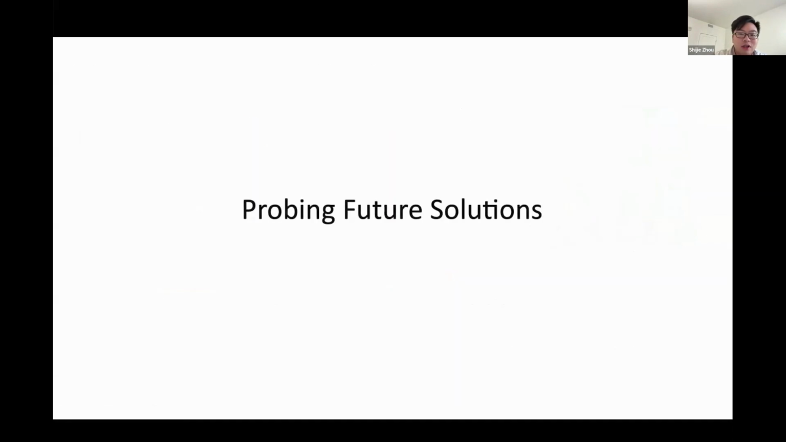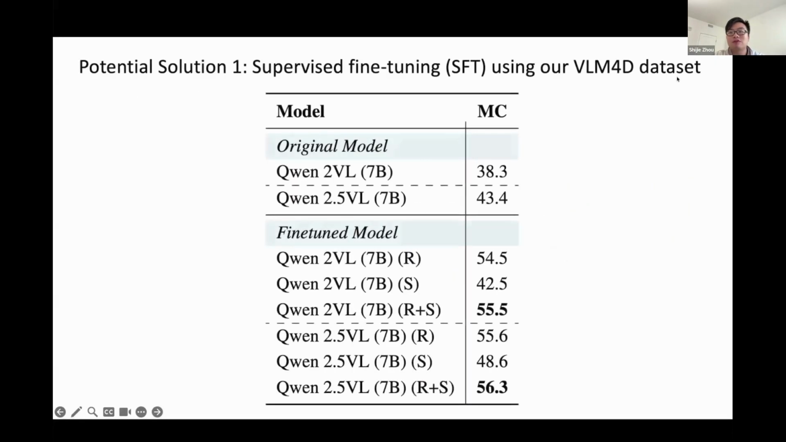So what's the solution? This is a very serious issue, but what is the solution? We have explored some solutions in our paper. The first one could be the most intuitive and most straightforward solution, which is using our dataset to do the supervised fine-tuning here. We used two open source video LLMs as the base models to do this comparison: the Qwen2-VL 7B version and the Qwen2.5-VL 7B version.